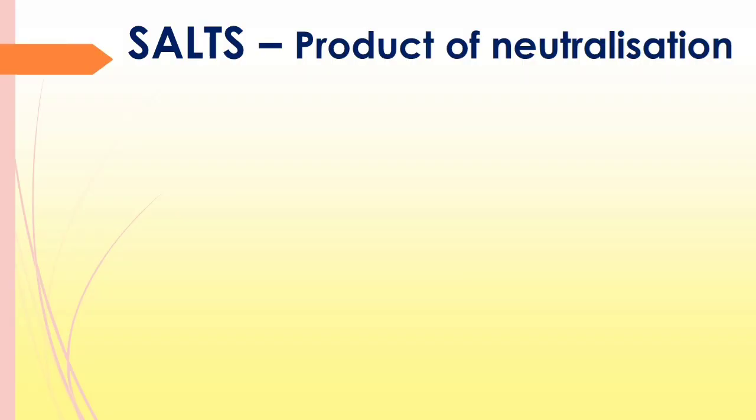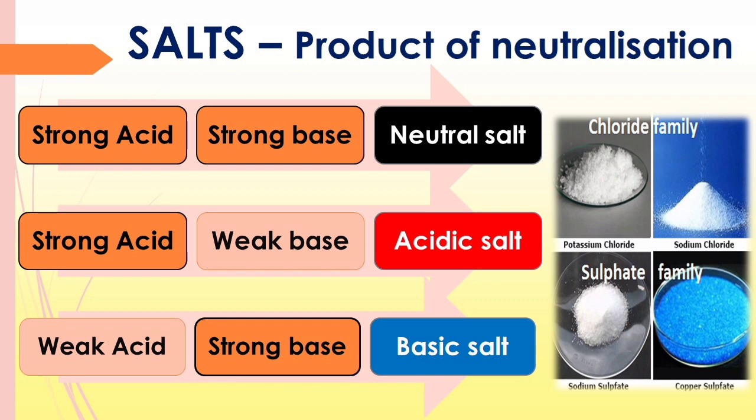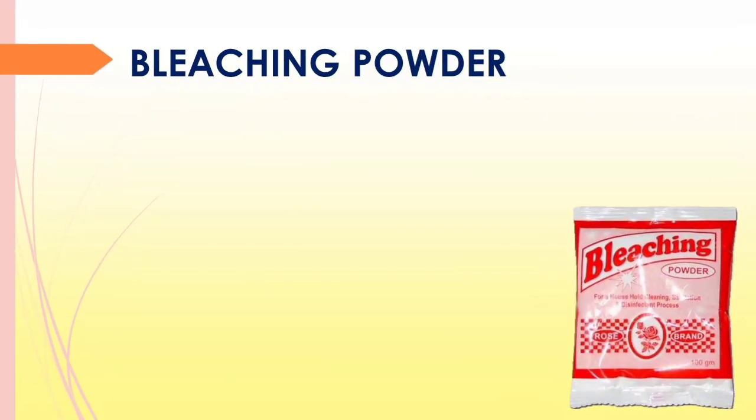In the previous video, we had understood that salts can be acidic and basic depending on the acid and base taken. We also discussed various families of salts. Today, let's move on to learn more about some other salts. The first salt that we are going to discuss today is bleaching powder.